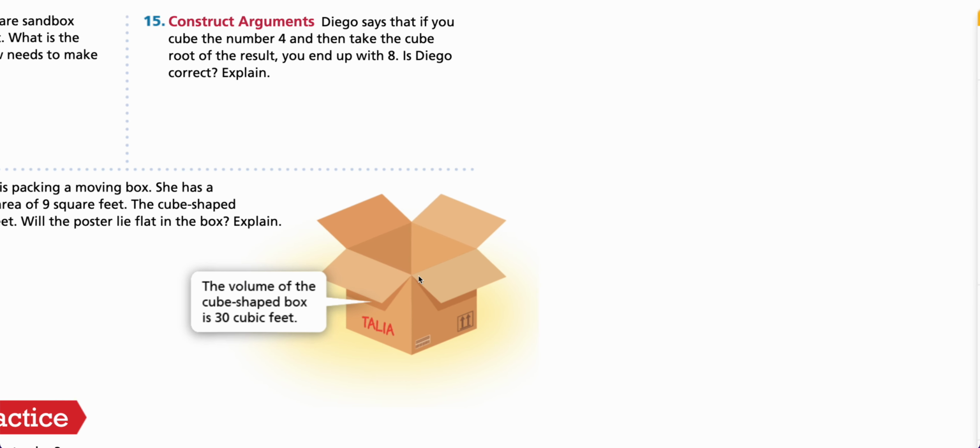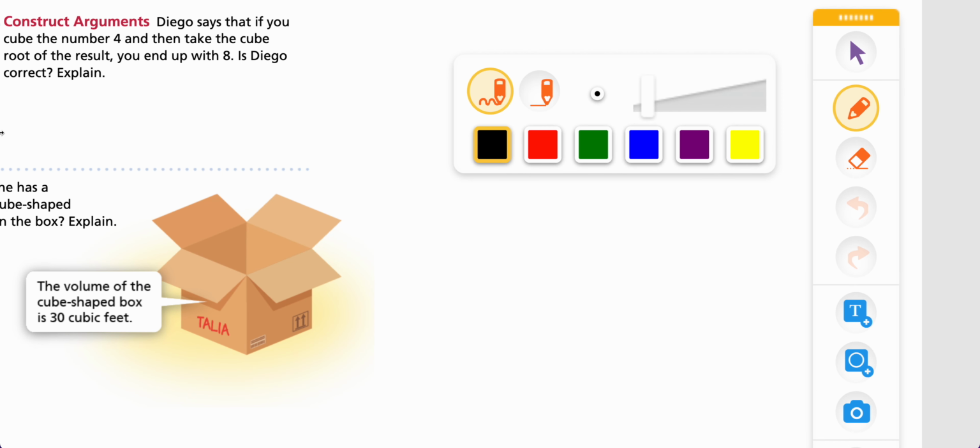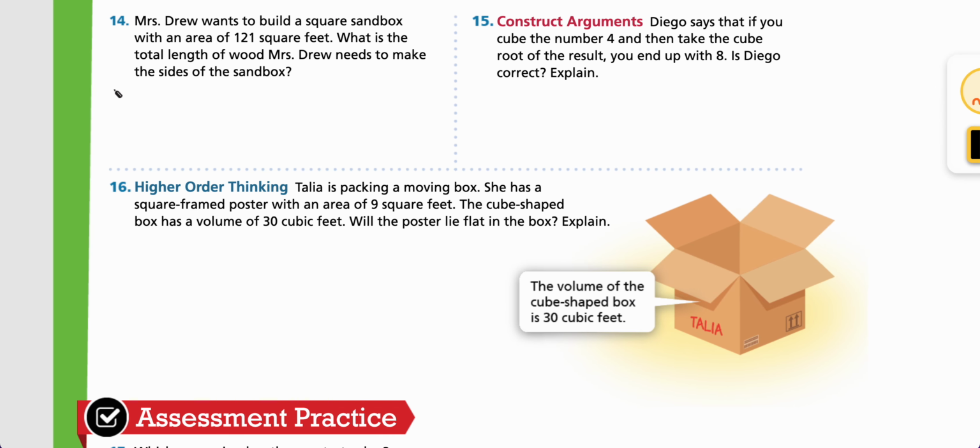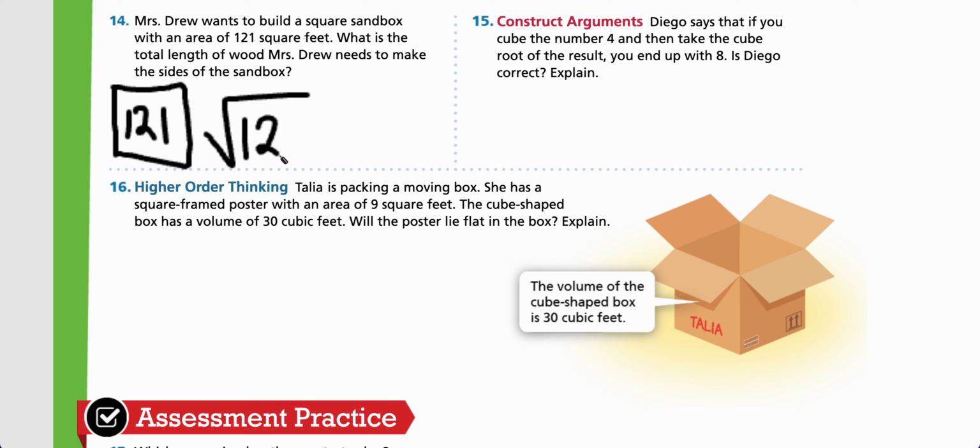Miss Drew wants to build a square sandbox with an area of 121 square feet. What is the total length of wood Miss Drew needs to make the sides of the sandbox? So we have a square sandbox that is 121 square feet. 11, because 11 times 11 equals 121. So the square root of 121 is 11.